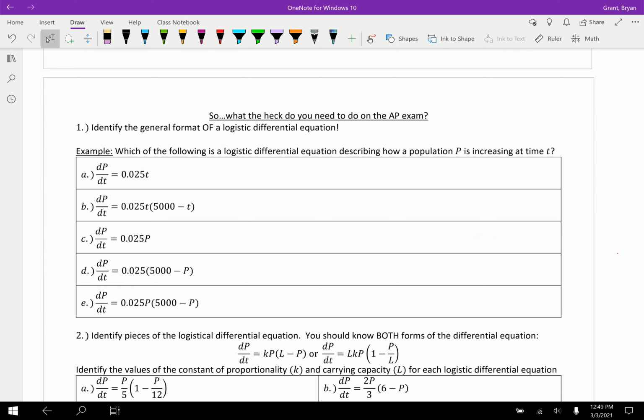All we're really looking for here is to get one extra question right. That's about the number of times this will show up on the AP exam. But if we're going to do something, we're going to do it right. So let's go through. What do we actually need to do on the AP exam?